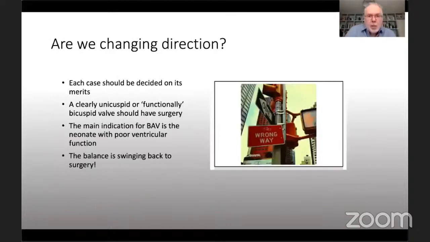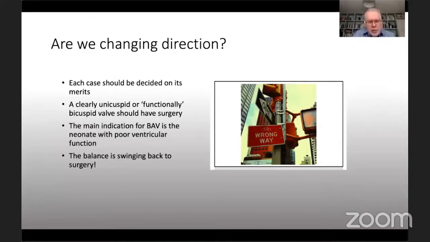So finally, are we changing direction? In the past, nearly all children, no matter what age they were, would undergo balloon dilation as a first intervention, unless it was deemed that the valve looked totally dysplastic and hopeless for either modality. What we can say is each case must be decided on its own merits. And I believe that a clearly unicuspid or functionally bicuspid valve, for the reasons Bob has shown, is probably best to have surgery when the surgeon can separate the fused commissures and remove any extraneous tissue.